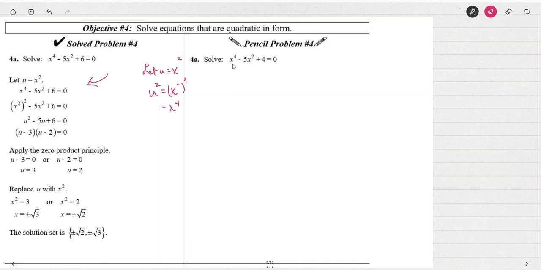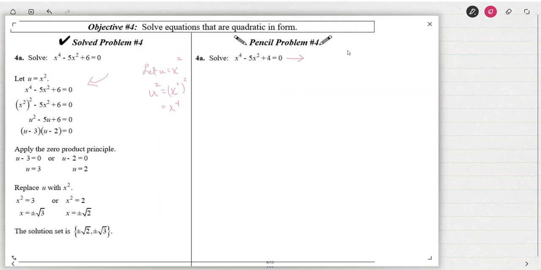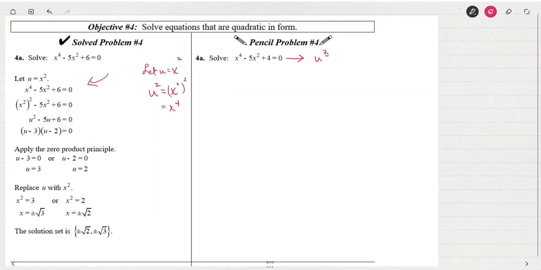So this equation would look like this. x to the 4th is u squared. x squared is u. So it's just this example. This is pretty easy to solve at this point. I'm using factoring. So I mean easy to solve compared to some of the other things we're doing, right? So u minus 4 times u minus 1 equals 0.